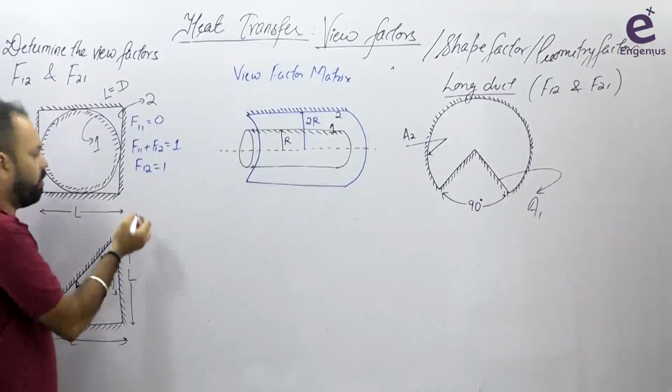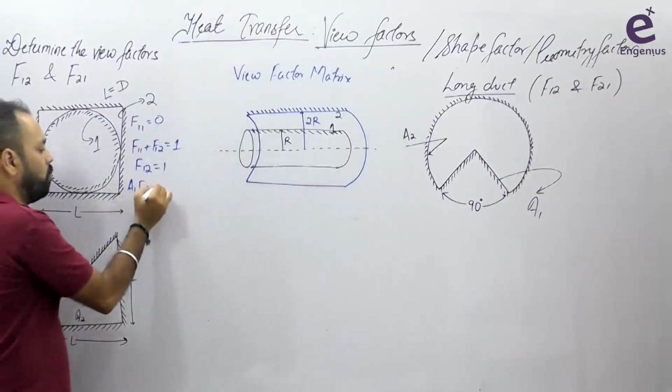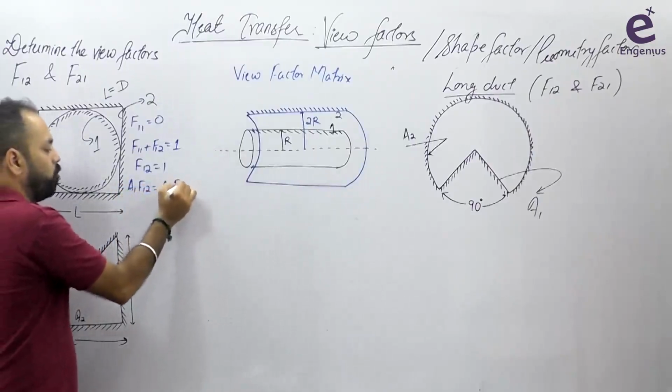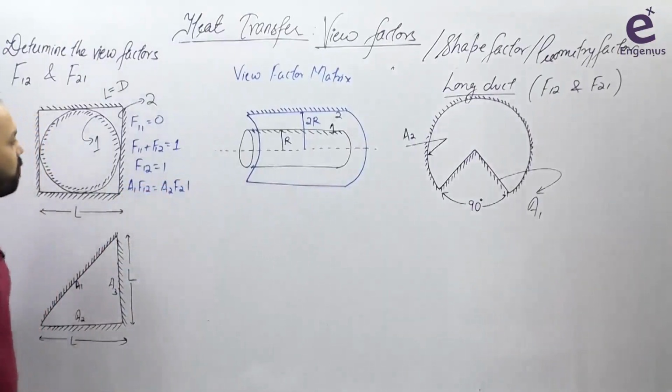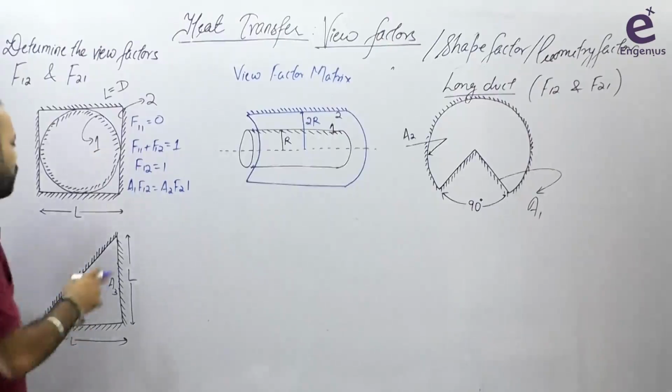Now I have the reciprocity relation. Right? That says A1 F12 is equal to A2 F21. I have scarcity of space, so जो भी जहां भी स्पेस है मैं वहां पे क्वेश्चन को सॉल्व कर दूंगा, आपको आसानी से समझ आ जाएगा, डोंट वरी.